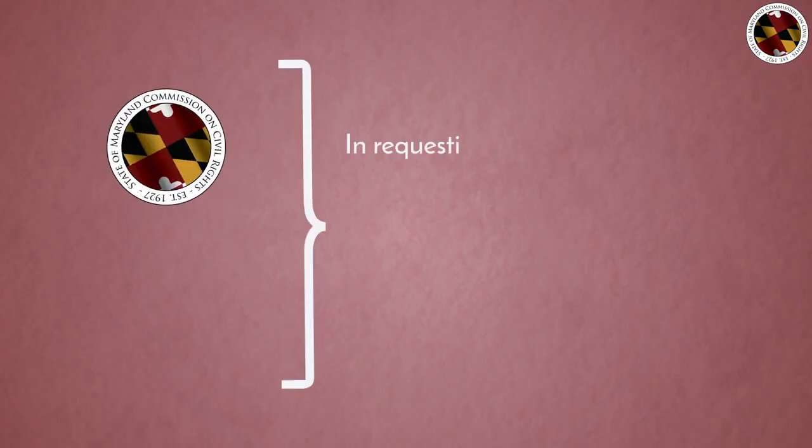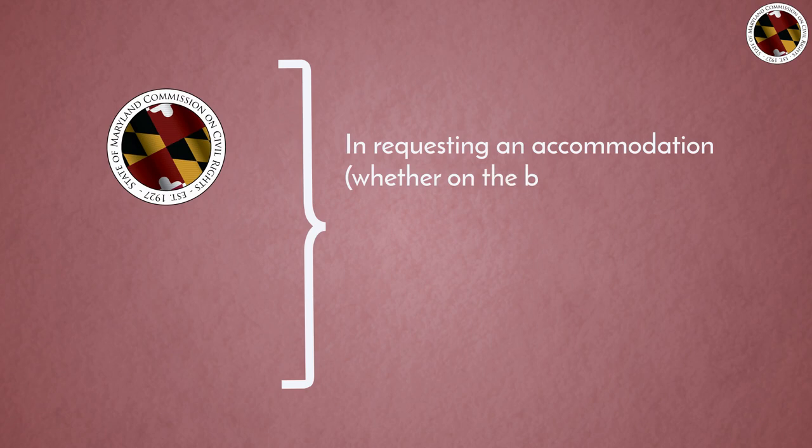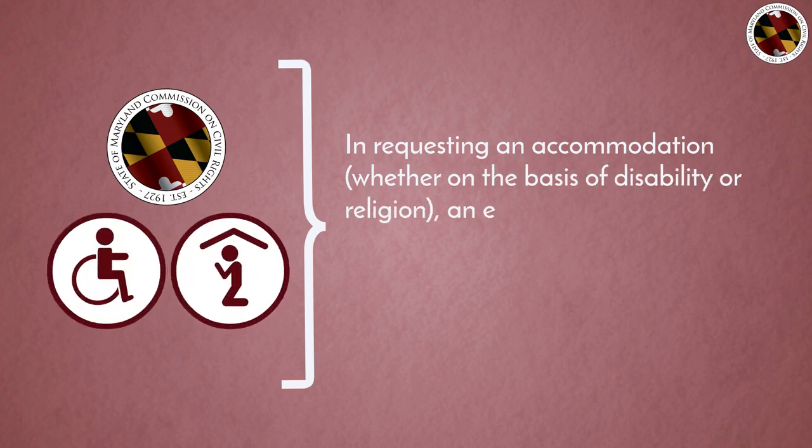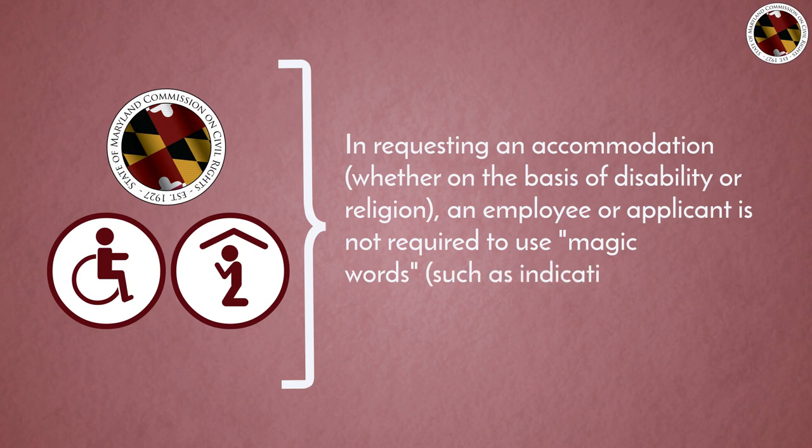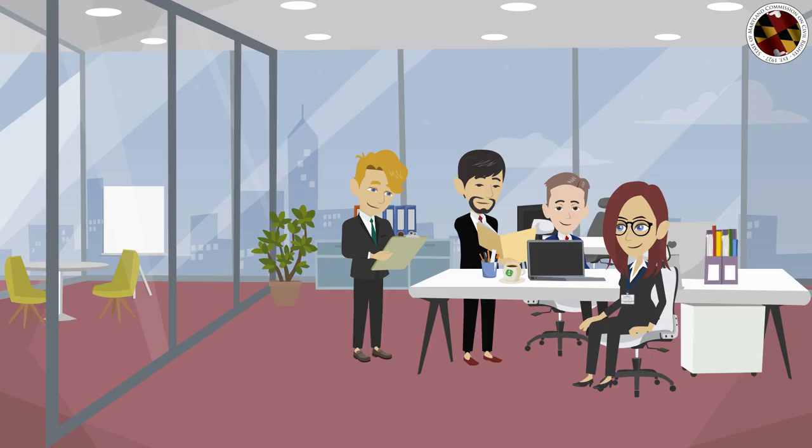In requesting an accommodation, whether on the basis of disability or religion, an employee or applicant is not required to use magic words, such as indicating that he or she is seeking an accommodation. However, an employee or applicant must make the agency aware of the need for an accommodation.